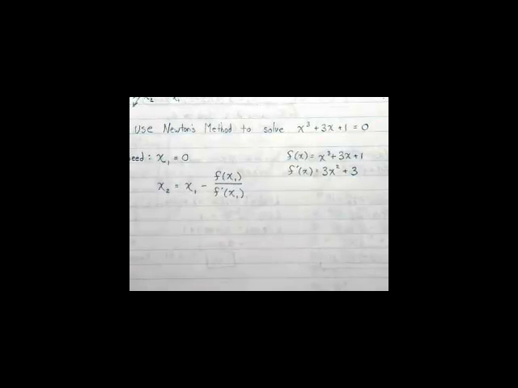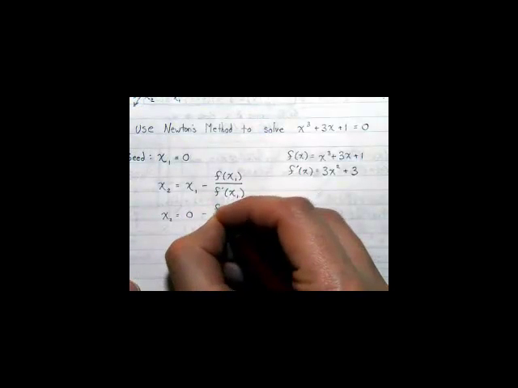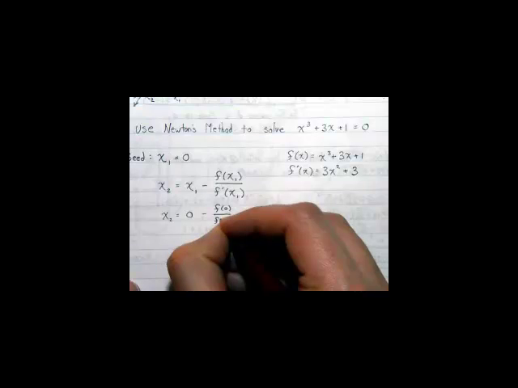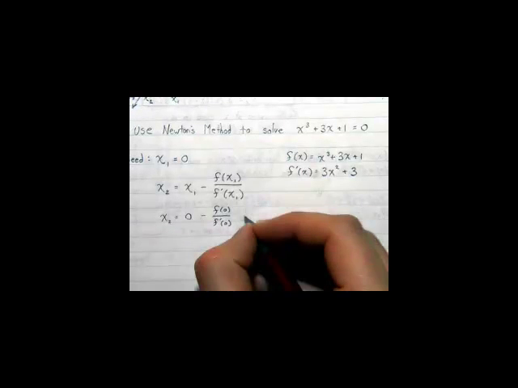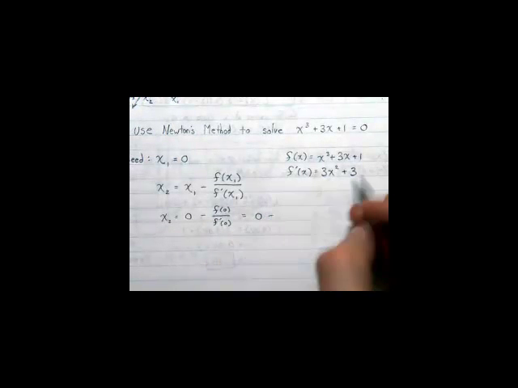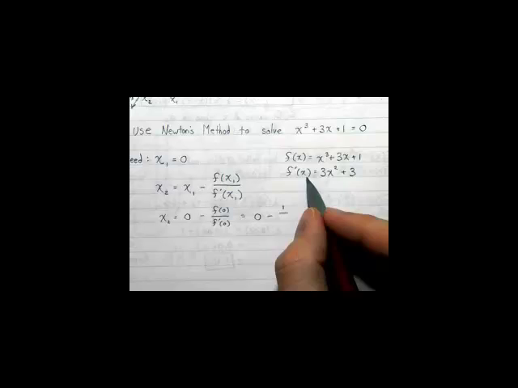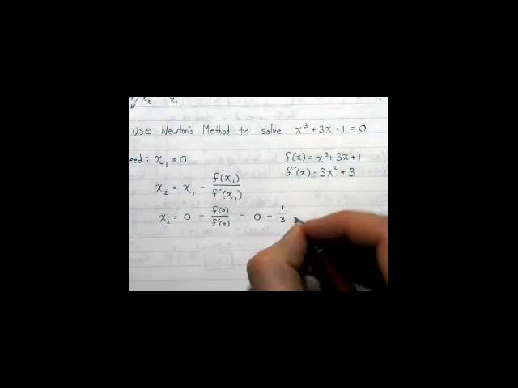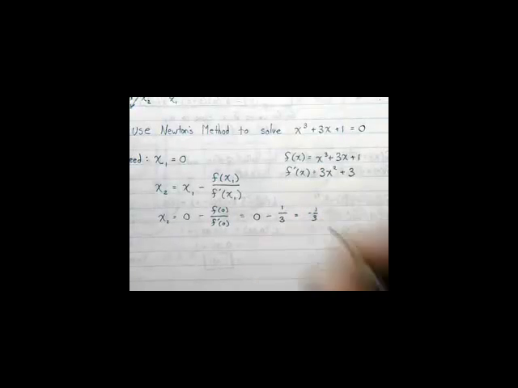And now we just plug numbers into this thing. So x sub 2 equals 0 minus f of 0 divided by f prime of 0. And let's see what that gets us then. So we're going to have 0 minus f of 0, which is 1. f prime of 0 is 3. So 0 minus a third, we're at negative 1/3. Okay, so apparently negative 1/3 is a little closer to where the actual 0 is than 0. Okay, so now that becomes our x sub 2.